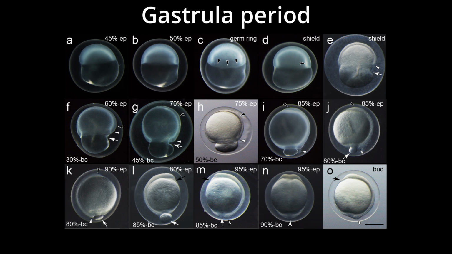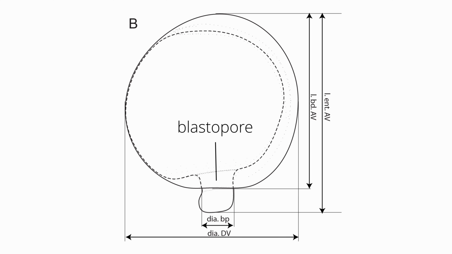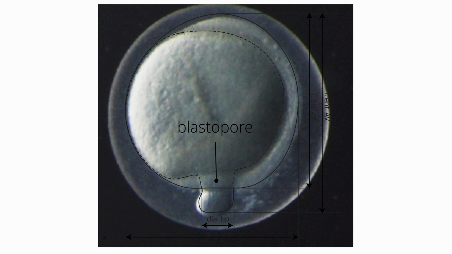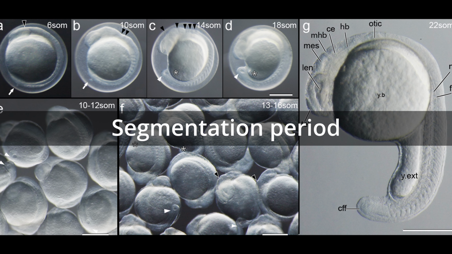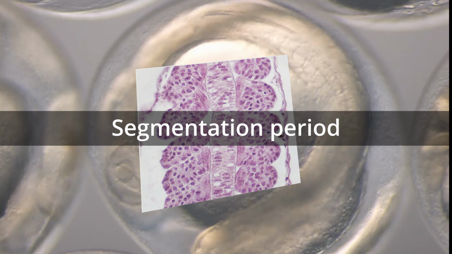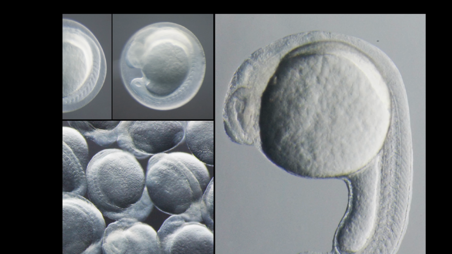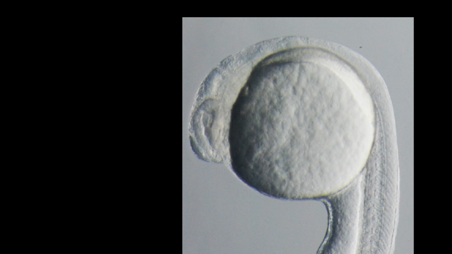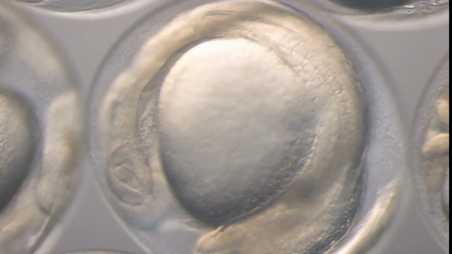This hollowed part of the blastoderm is called the gastrula, and the process is called gastrulation. Therefore, this period is known as the gastrula period. It is the blastopore. Using the degree of contraction of this hole as an index, we can describe the stages of embryonic development. Segmentation period. This is a time when the structure called somite is formed. During this period, the structures that will later become the ears and eyes, called otic vesicles and optic vesicles, appear. The rest is the notochord.